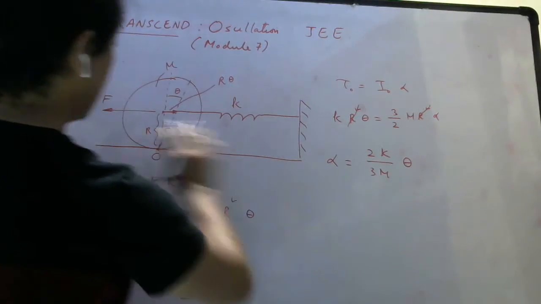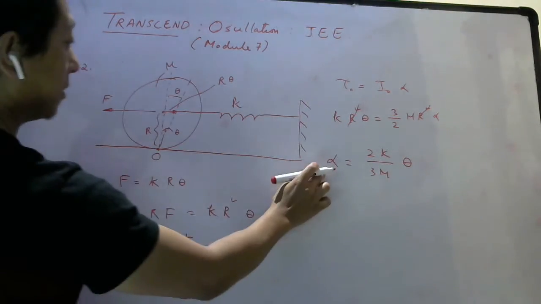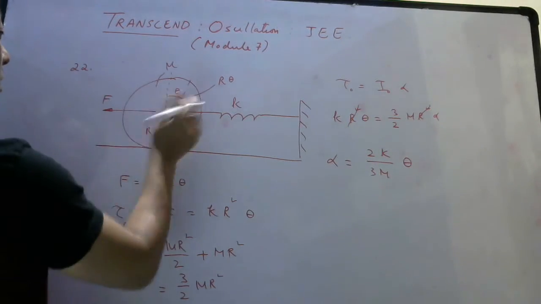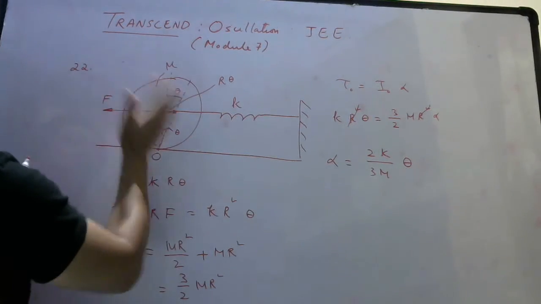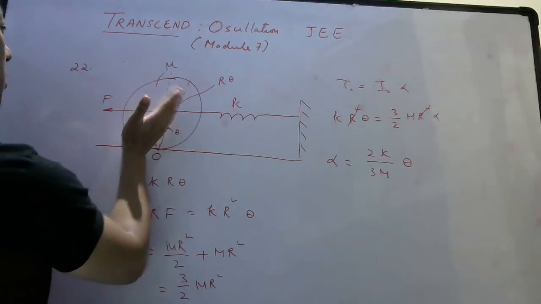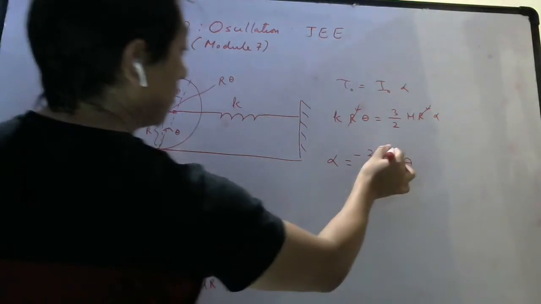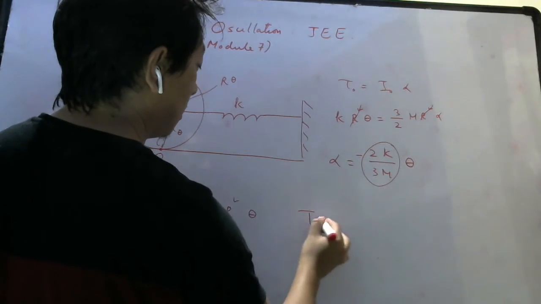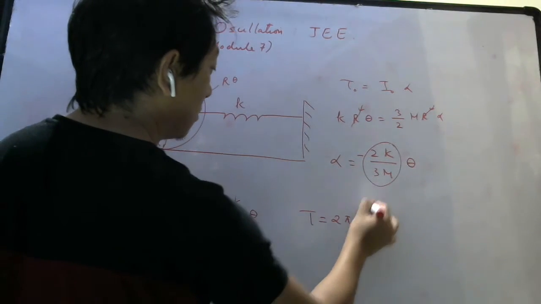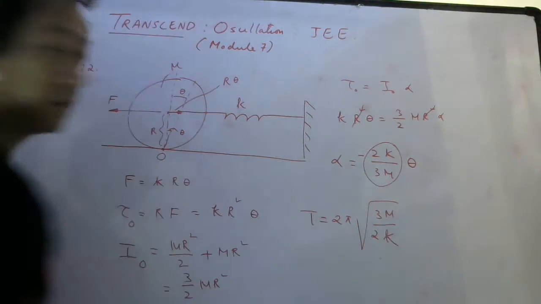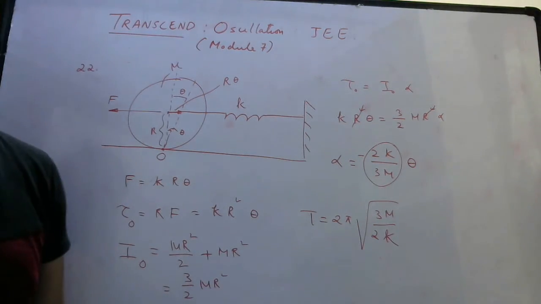Again, you can see if theta is this way, the angular acceleration due to the torque will be the opposite way, because R is here, F is here, so R cross F will tend to produce rotation this way. So they are in opposite direction. So this will be your omega square. Time period will be 2 pi divided by omega, so 2 pi root over 3m by 2k. So it matches with option D.